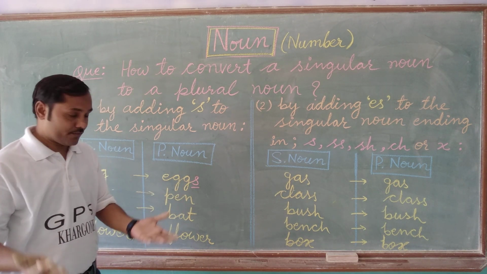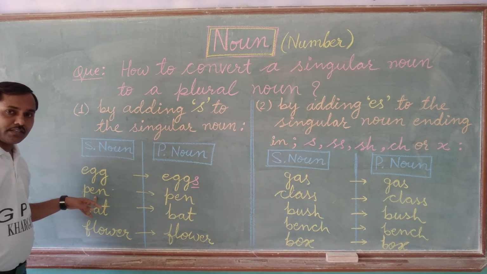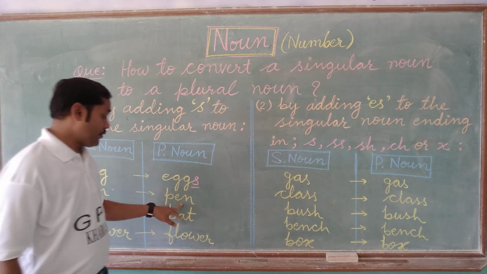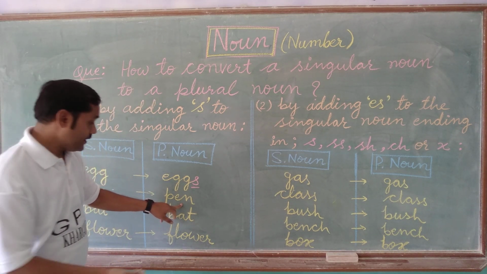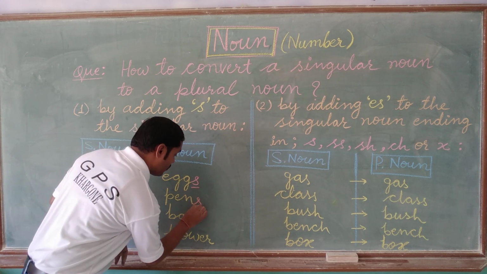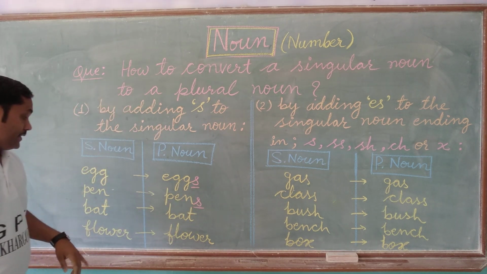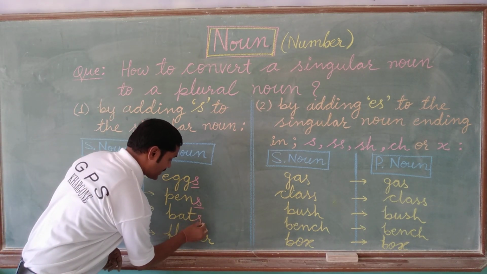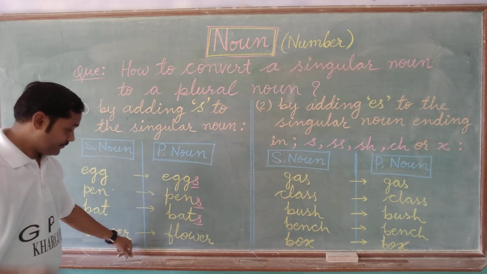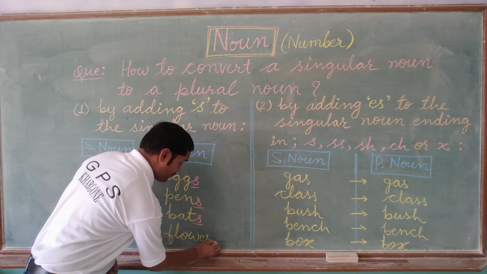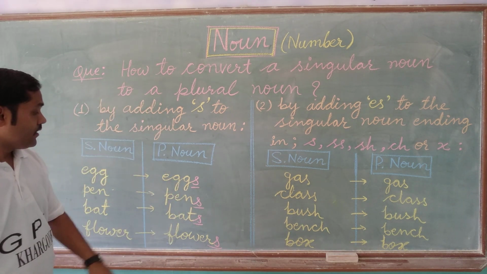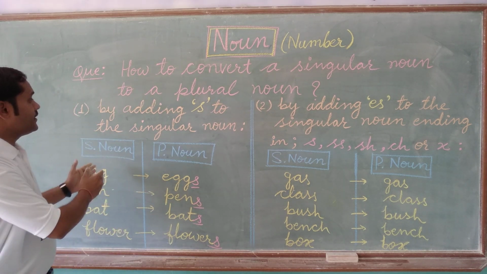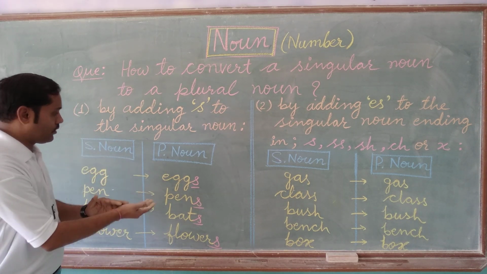More than one eggs. Similarly, pen. If I talk about only one pen, I will call it pen. But when I talk about more than one pen, I need to add one S at the end. Pens. One bed, many beds. One flower, many flowers. Okay. Now this is the very simple and very general form of converting singular number to a plural number.